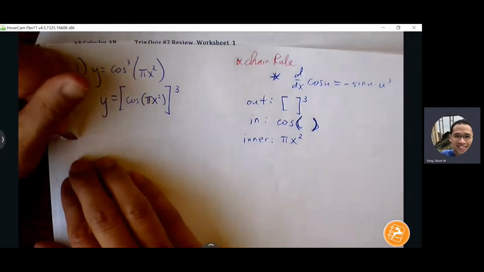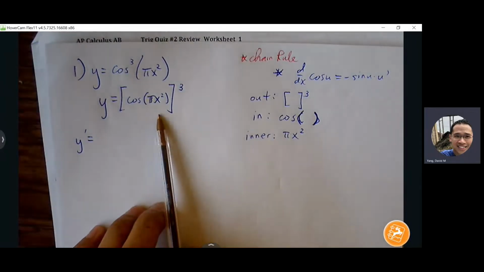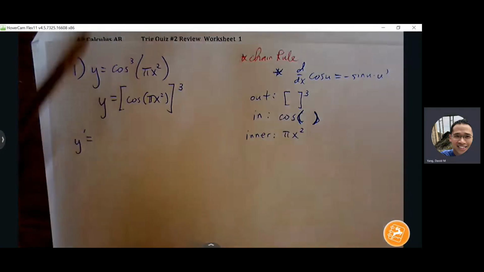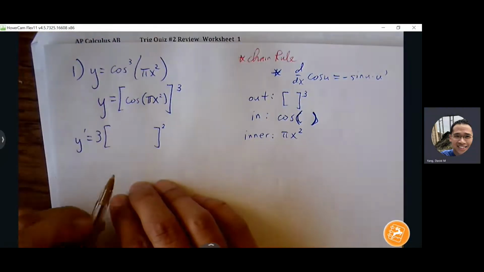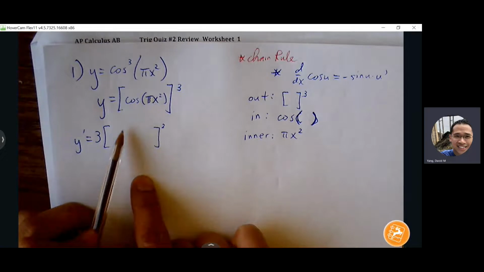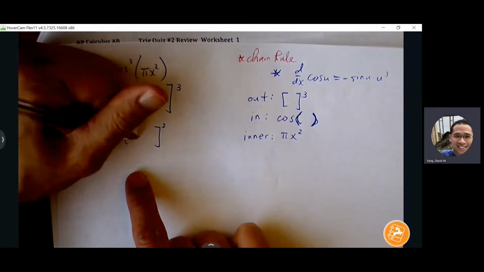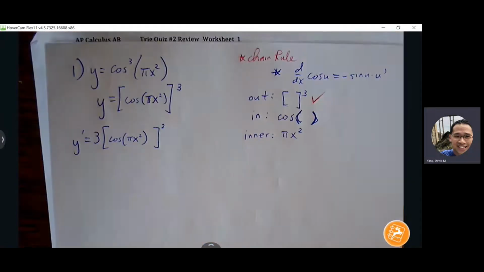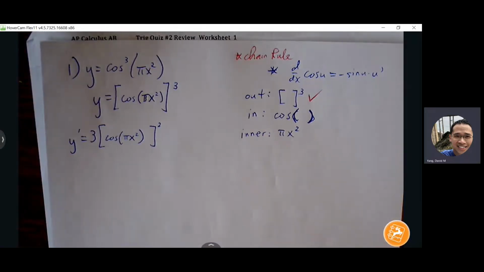All right, we'll start with the outside portion. Y prime equals. What's first? Outside's derivative is. Drag the original portion in. I'll check that off. I took care of outside's derivative. Next up, in a separate space, I need to take care of inside's derivative.